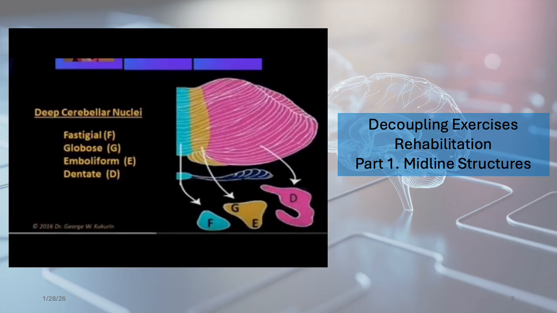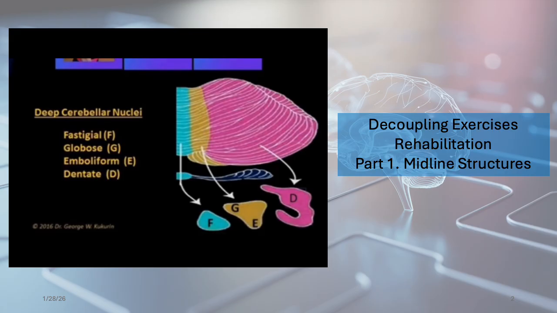Deep cerebellar nuclei overview. Let's take a look at the deep cerebellar nuclei. Working from midline to lateral, we have first the fastigial nucleus, seen here in teal color on the midline. Next, the interposed nuclei. There are two of them, the globose and the emboliform nuclei. Most laterally we have the dentate nucleus.